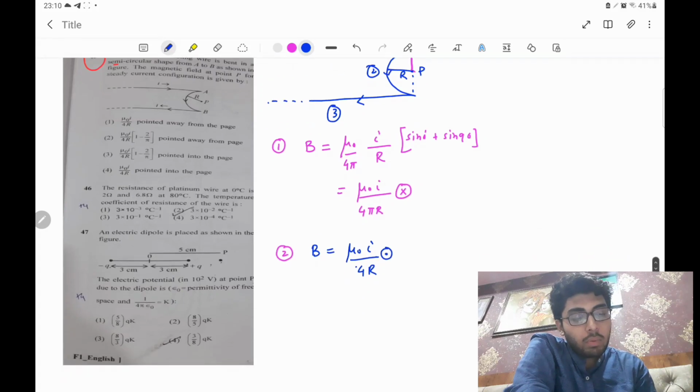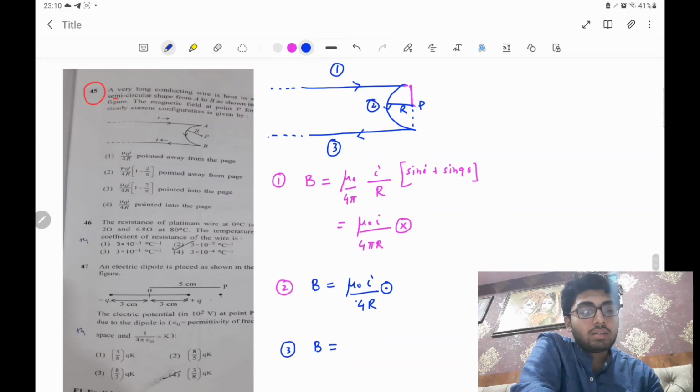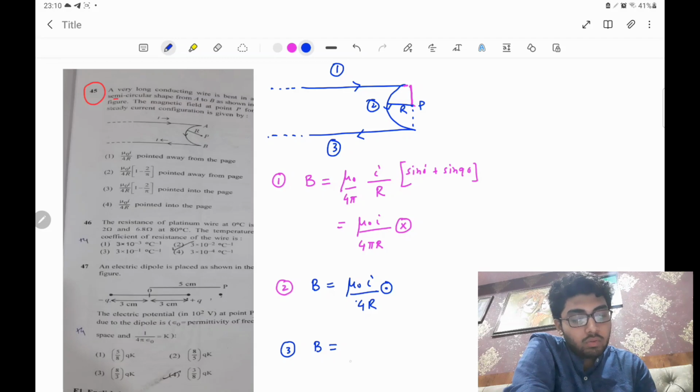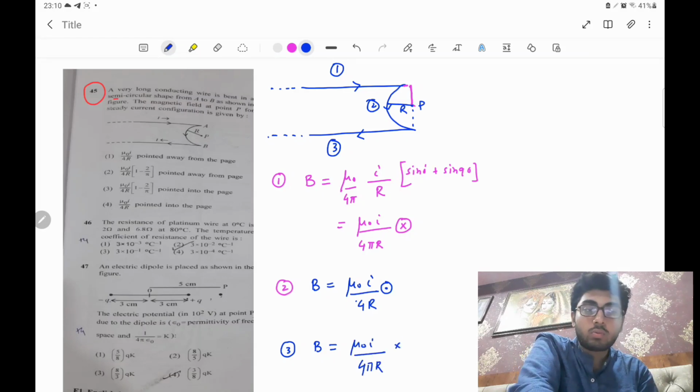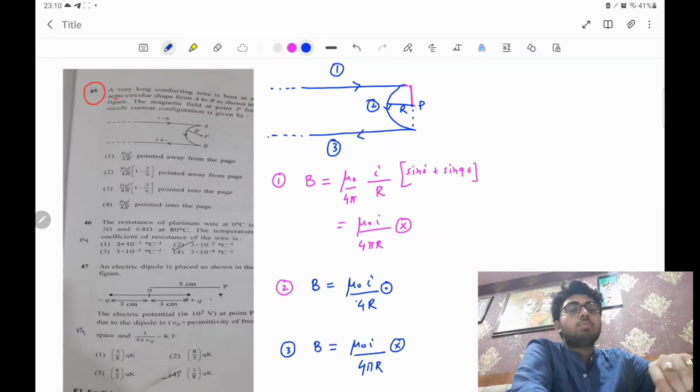And finally, what about part 3? Due to part 3, it is again the same infinitely long wire, and the value will be exactly again mu naught I by 4 pi r, just like segment 1. The direction is again cross. Again you do I cross r, and it will again show you the direction of into the page.